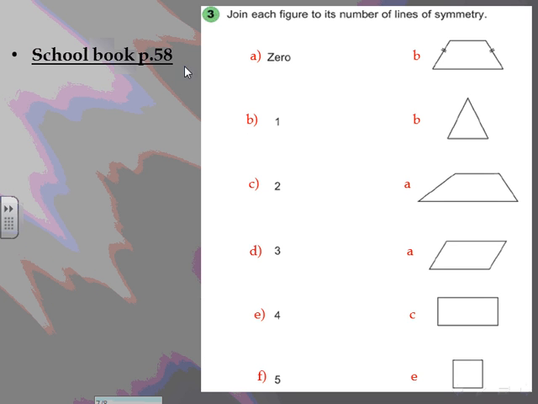Now, from your school book, page 58, I'm going to join each figure to its number of lines of symmetry. First, I'm going to name the shape to remember how many lines of symmetry we have. The first one, isosceles trapezium. How many lines of symmetry do we have? One. Excellent. The isosceles triangle. Also, how many lines of symmetry do we have? One.